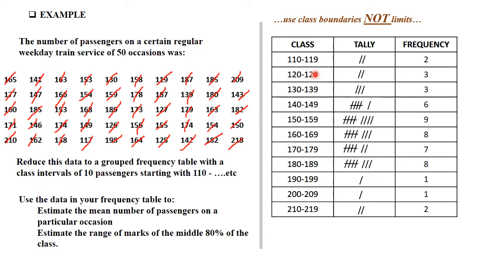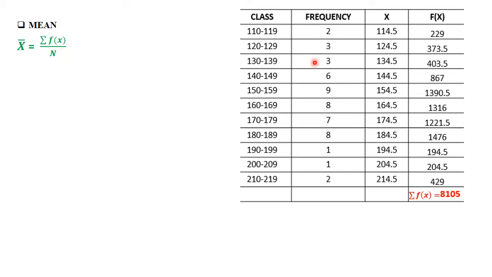I think we now move to estimating the mean number of passengers on a particular occasion. The mean would be just the sum of f times x divided by n. All right, where we use this table here. We had the classes, we developed the frequencies. Remember, we don't need the tallies here. We were using the tallies to help us make sense out of the data, and so I've not included it.